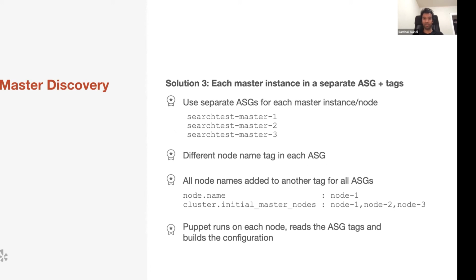Now, Puppet can run on each node. It can read these autoscaling group tags, and then it can build the configuration, adding the right node name as well as the initial master nodes. So now when all of the master eligible nodes come up, they are able to bootstrap and form the cluster. And this happens automatically without any extra manual work.